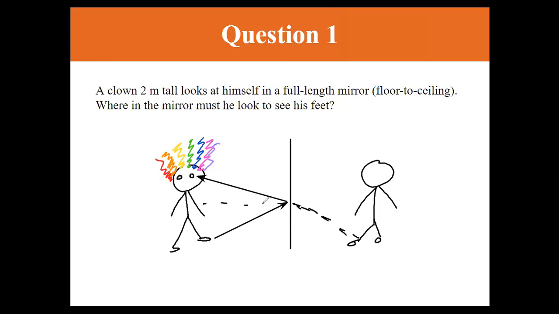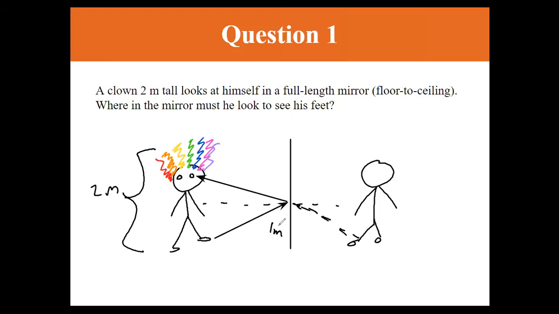So you can think of it like drawing an axis here that splits the clown in half. The total clown height is 2 meters. The distance from the clown shoes to the halfway point where light appears to be coming from should be 1 meter.